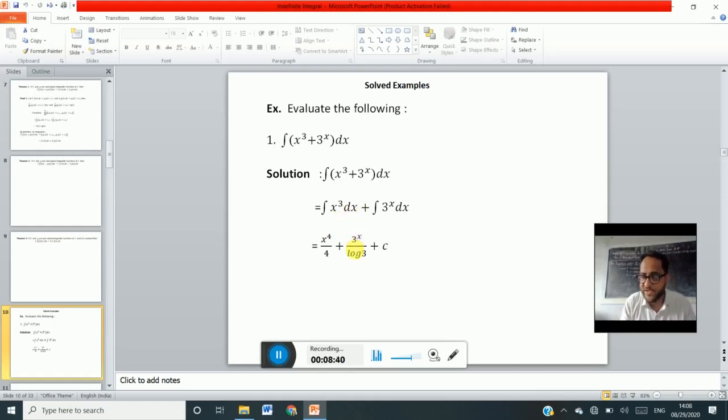So what is the integration of x to the power n? That is x to the power n plus 1 upon n plus 1. So here n equals 3, so x to the power 3 plus 1 upon 3 plus 1, that is x to the power 4 upon 4, right?